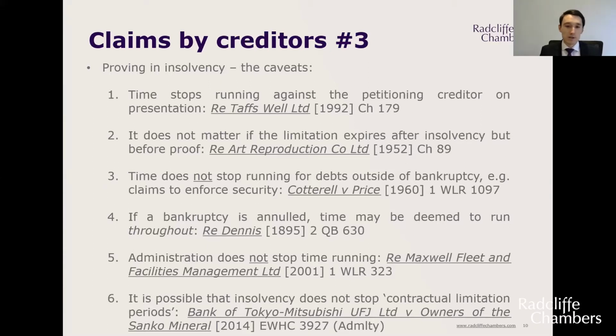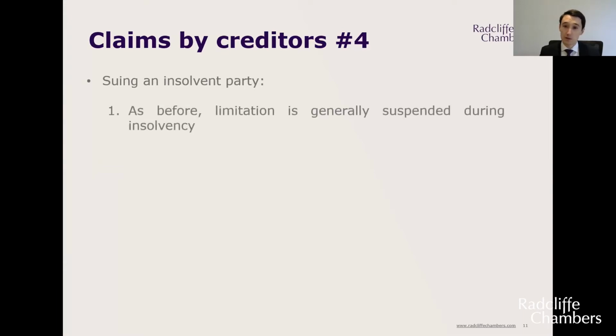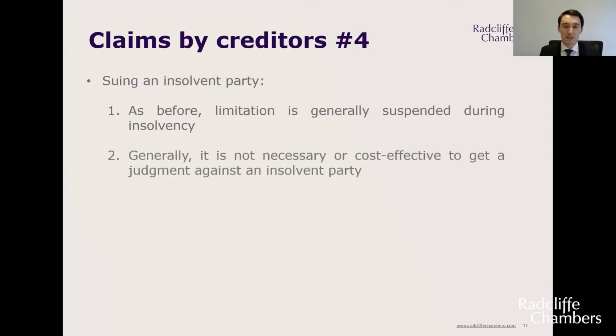So that's creditors and proving. The final way that insolvency might be relevant to creditors is when they want to sue the insolvent party. Except in administration, limitation is generally suspended during insolvency, as I've just explained. Furthermore, having a judgment against the insolvent party generally offers no advantage over an admitted debt, and it's unlikely to be cost-effective to sue an insolvent company or person in any event.